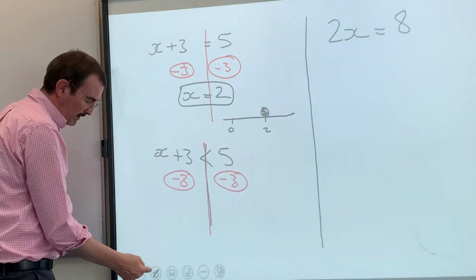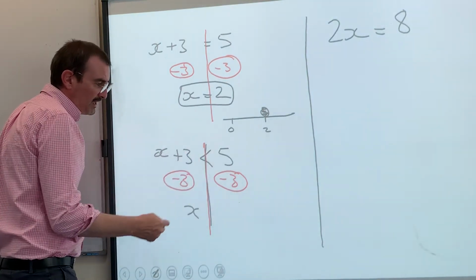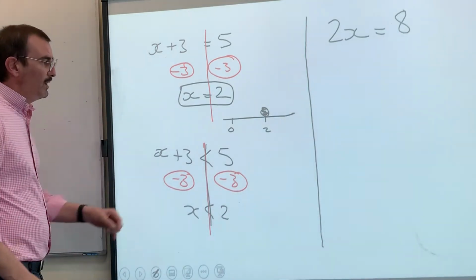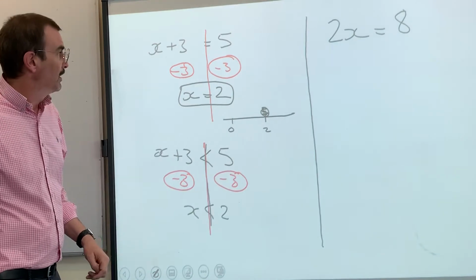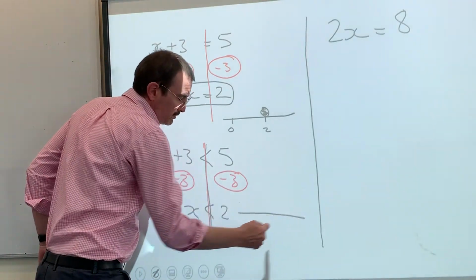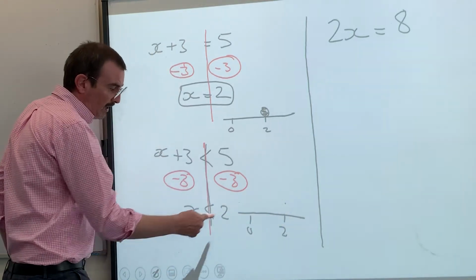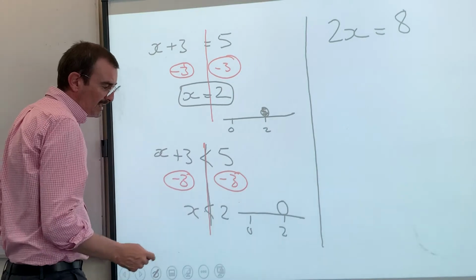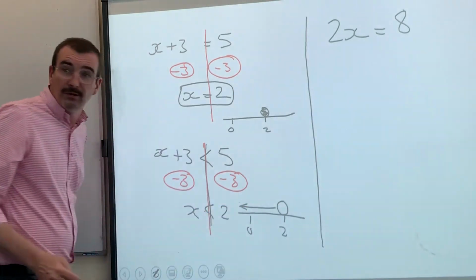and plus 3 minus 3, you end up with x. The inequality stays the same. 5 minus 3 is 2. So when I then graph it, I would put 0 here, 2 here. I then look at that 2, I circle the 2, I see that it's less than, I do not fill the circle in, and I draw the arrow in that direction.